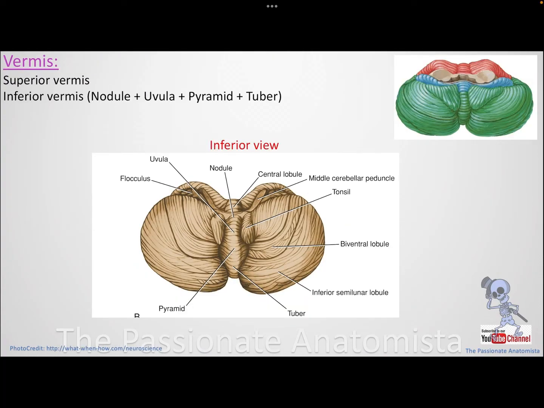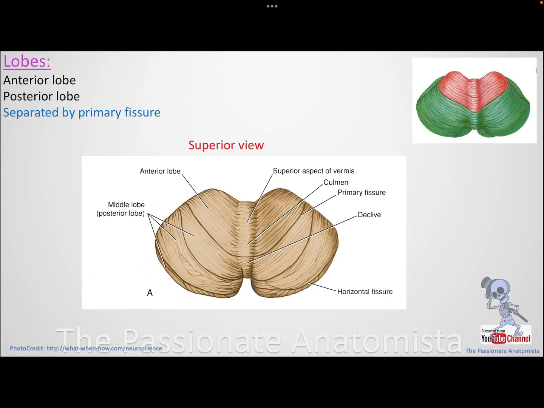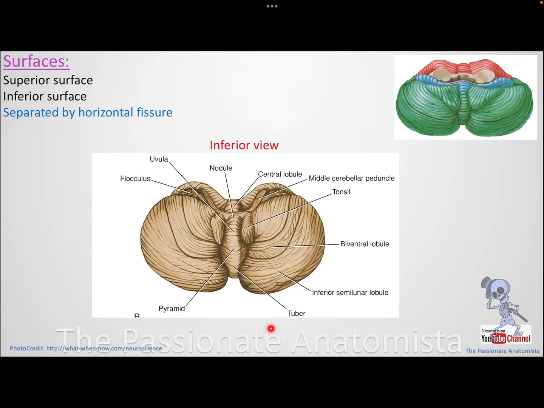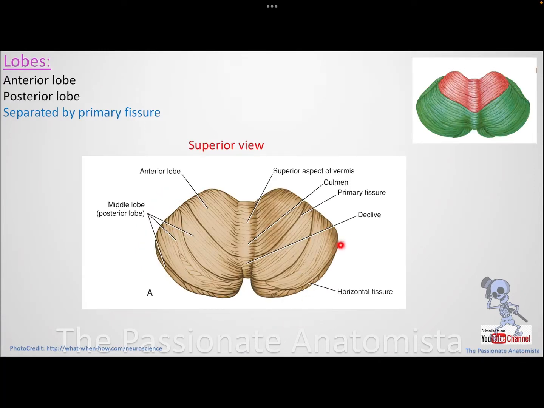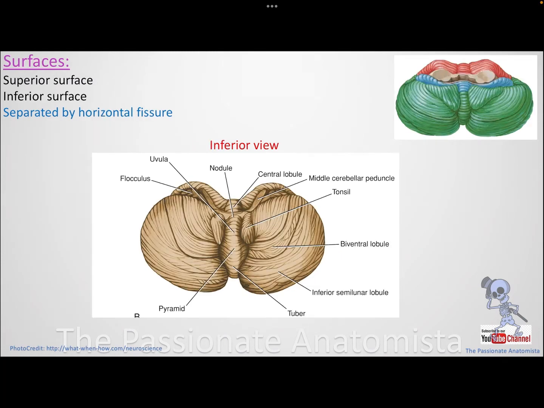Now let's get back to the fissures. So the superior view, and this is the convex, the bulging part that sits in the posterior cranial fossa, is your inferior surface, and they are separated by the horizontal fissure. So if you look from here, the horizontal fissure separates your superior surface above from the convex inferior surface below. So these are two major fissures.